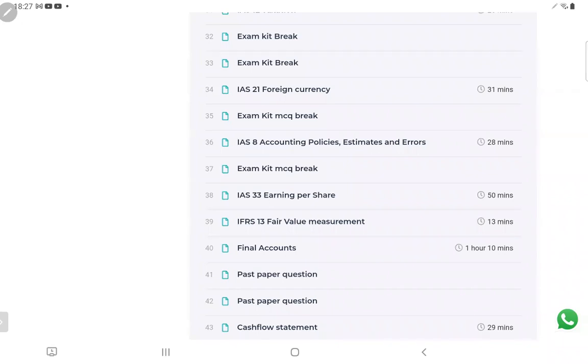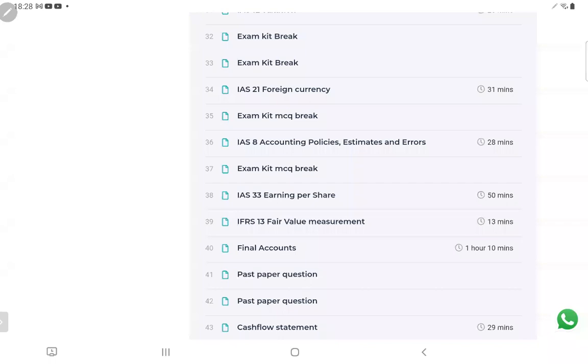Then we will have IAS 8 accounting policies, estimates and errors, a very easy standard, which we already studied in our financial accounting studies as well. It's just a revision. Again, exam kit break. Then we will have the final two accounting standards, IAS 33 earnings per share, and IFRS 13 fair value measurement.